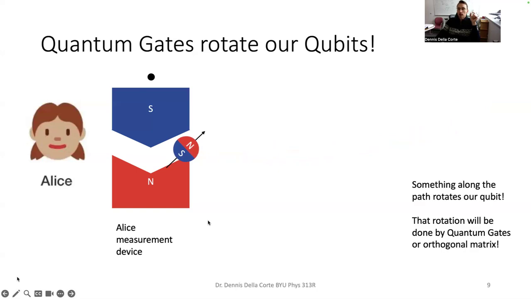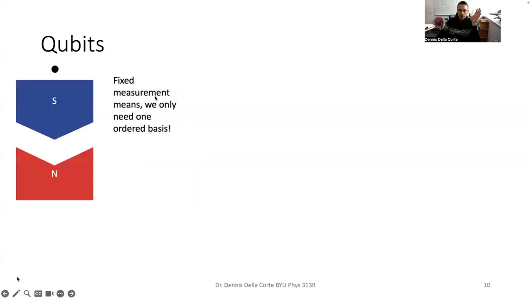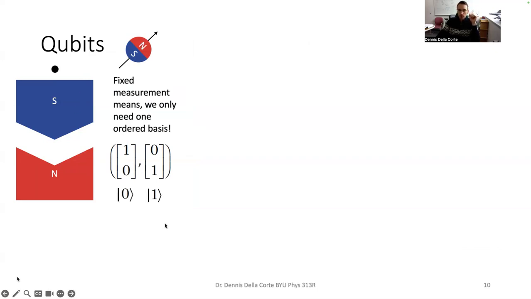And so we say anything along the path that rotates the qubit is a quantum gate, and rotations done by quantum gates are the same as multiplications of a vector with an orthogonal matrix. All right, so what does this really mean? If we have a fixed measurement, we only need one ordered basis. So if this is our qubit, then we might want to measure it in a certain polarization of the magnetic field with these north and south vectors here.